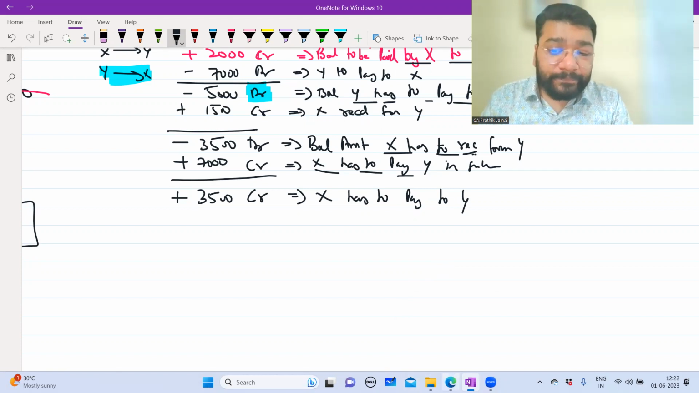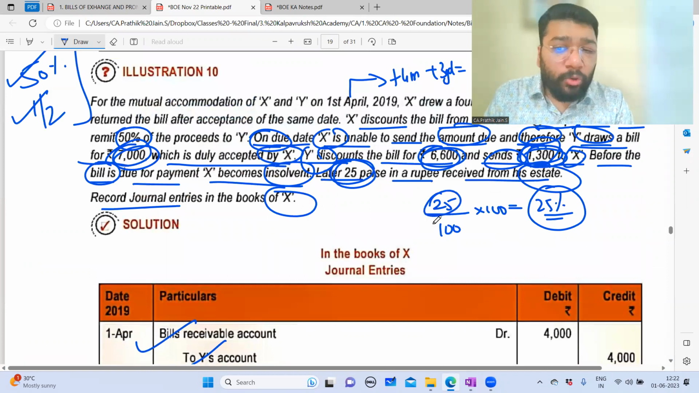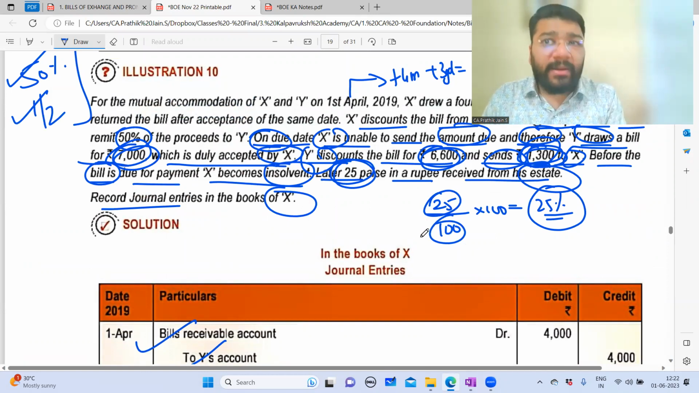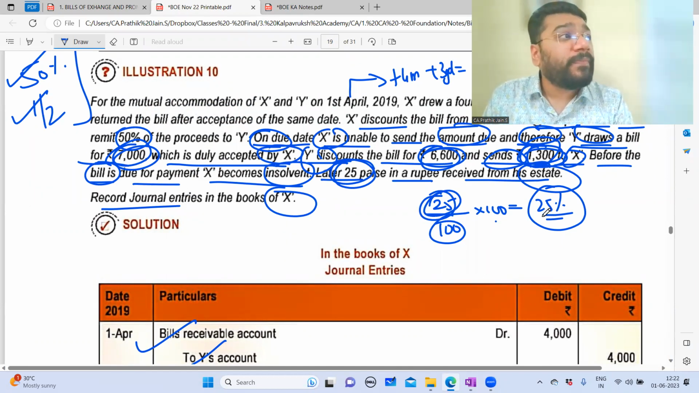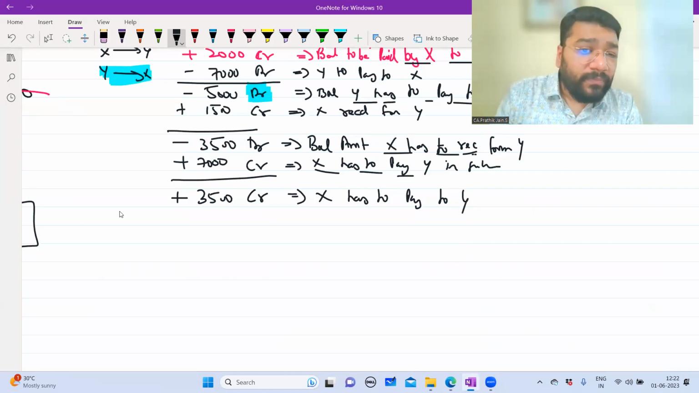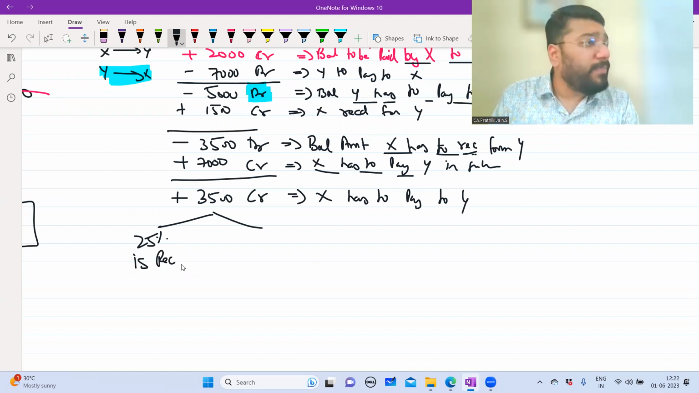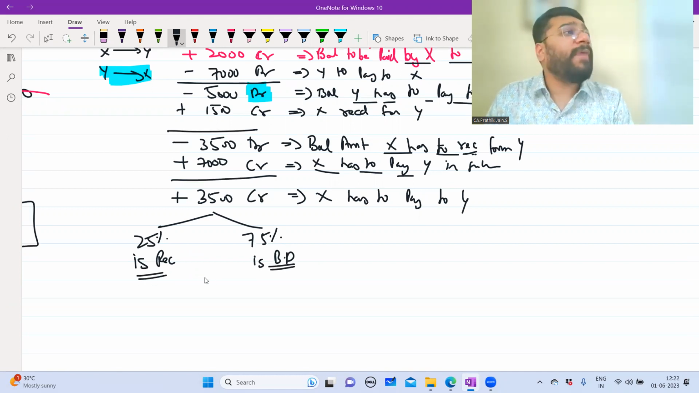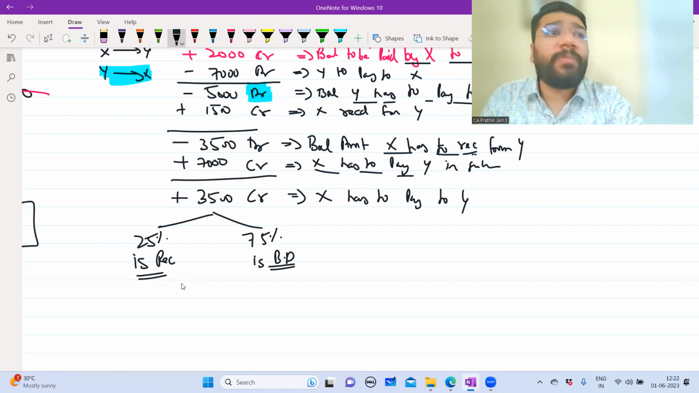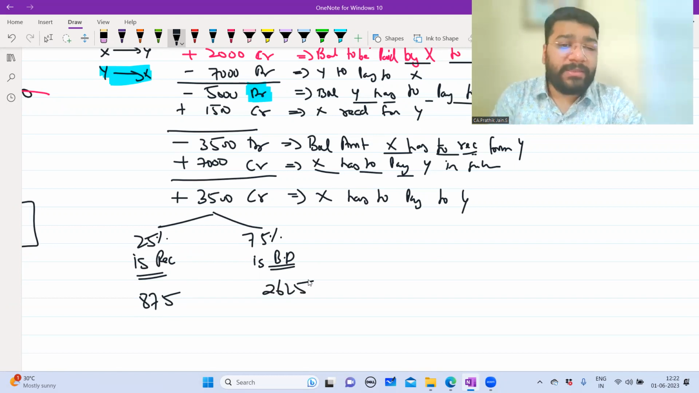Now the court has ordered, saying that, sir, 25 paise in a rupee of 100 paise. So out of 100 paise, 25 paise is recoverable. If I multiply with 100, the percentage is how much? 25%, which means out of this 3,500, 25% is recoverable, and the balance 75% is a bad debt. It's a loss for Y. So 25% of 3,500 is how much? 875. And this is 2,625.